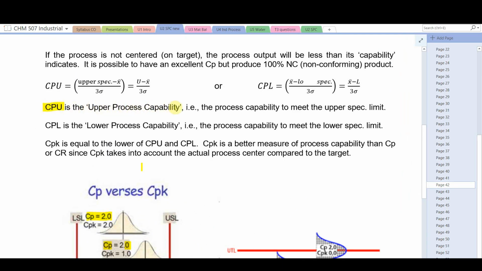Up here we have Cpu, the upper process capability. It's the process capability to meet the upper specification limit. And Cpl is the lower process capability, the process capability to meet the lower specification limit. Here's the formula for Cpu. It's the upper spec minus the process mean over half the spread of the distribution, 3 sigma. Likewise, Cpl is x bar, the process mean, minus the lower spec limit, divided by 3 sigma.